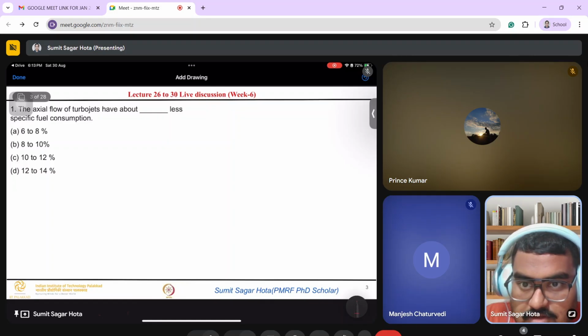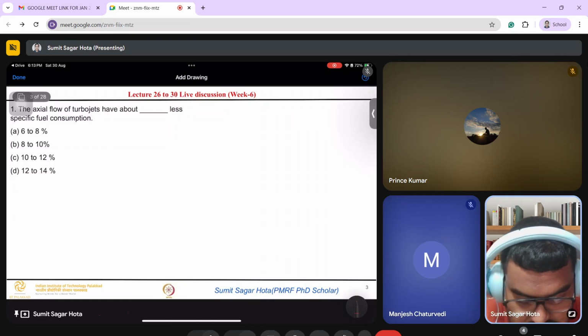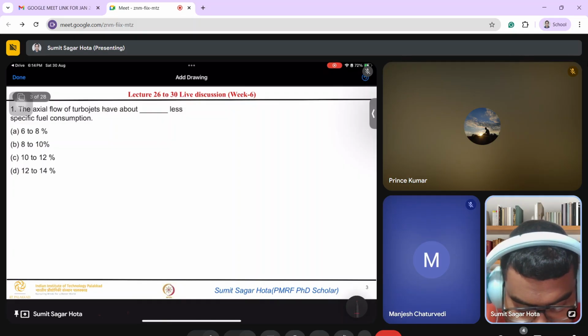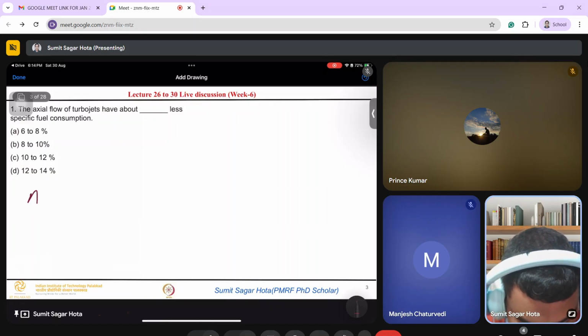The axial flow turbojet has about dash less specific fuel consumption. So this is a kind of theoretical question. You need to remember all these values. For this question, the answer is A, which is 6 to 8%.